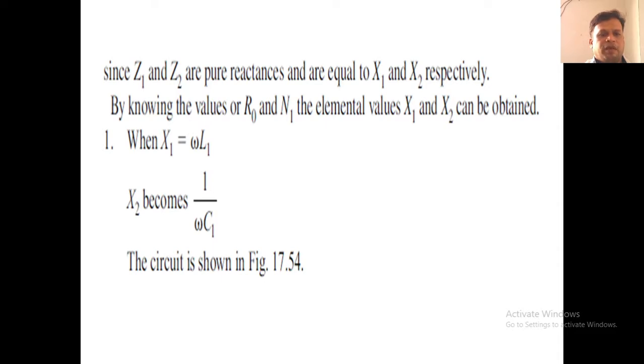So, coming back here, since Z1 and Z2 are pure reactances and are equal to x1 and x2 respectively, by knowing the values of R0 and N, the element values x1 and x2 can be obtained when x1 is equal to omega L1 and x2 is equal to 1 by omega C1. So, the circuit is like this.